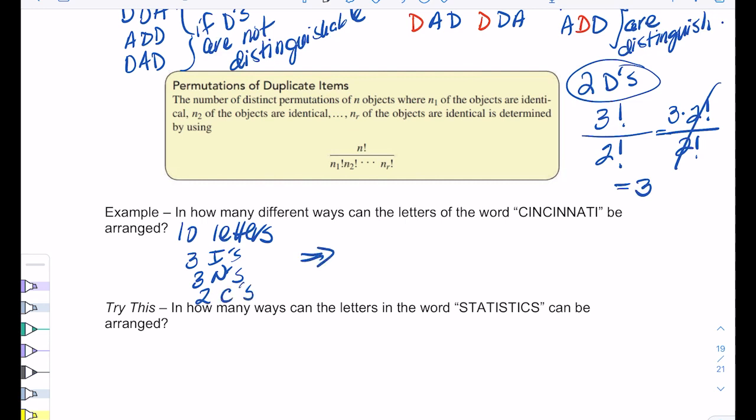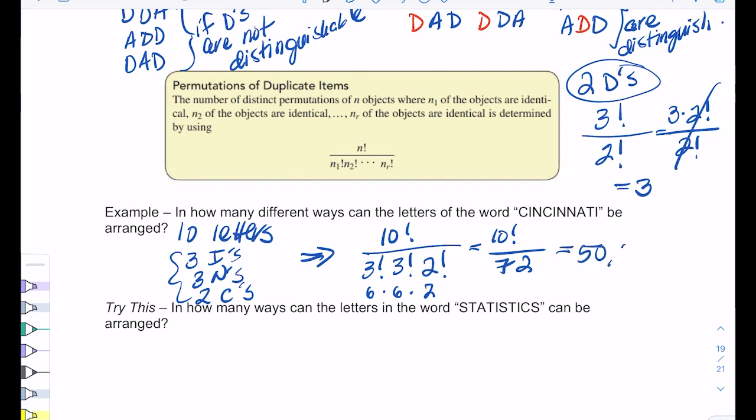To figure this out, the formula says just take the number of items, so there's 10 letters, so it's 10 factorial, and put it over all of these factorials and multiply them. So it's going to be 3 factorial times 3 factorial times 2 factorial. I can do something like this quickly in my head. 3 factorial is 3 times 2 times 1, so it's just 6, times 6, times 2 factorial is 2 times 1, 2. 6 times 6 times 2 gives me 72. So it's just 10 factorial over 72. You'll need a calculator to figure that out, and if you type that in, you get 50,400.